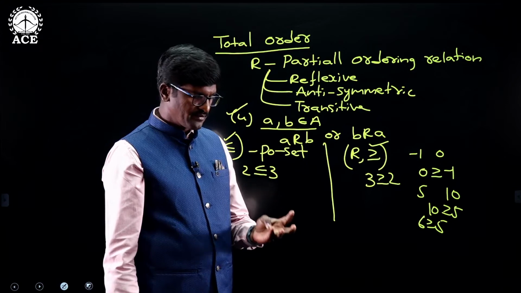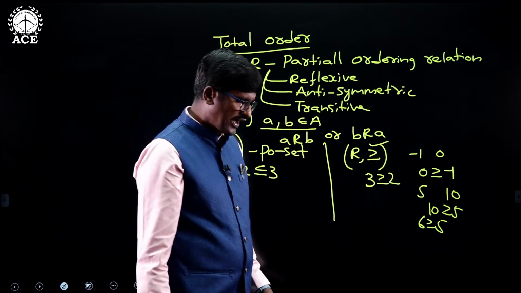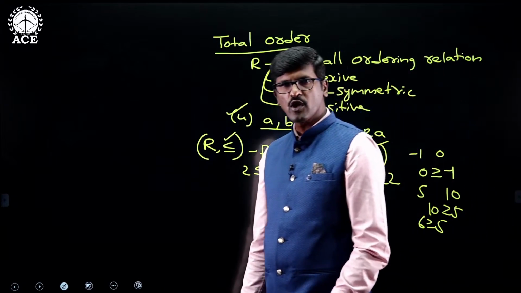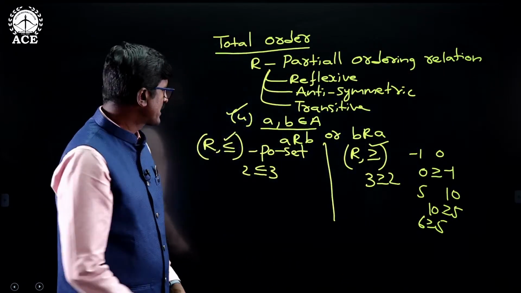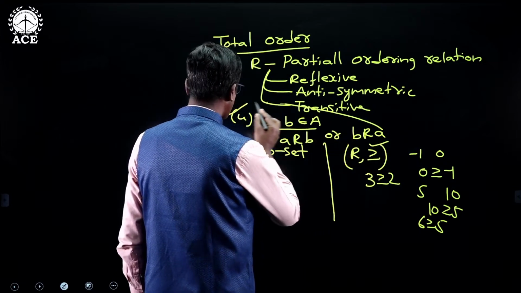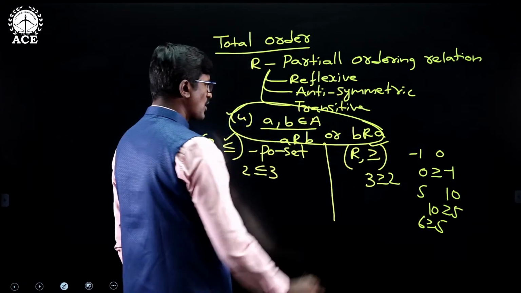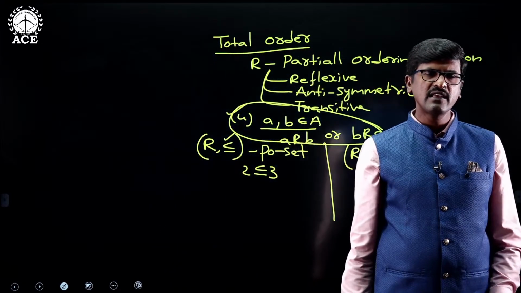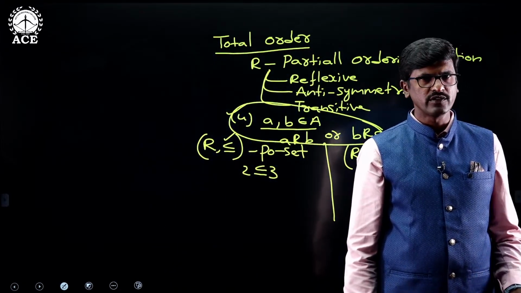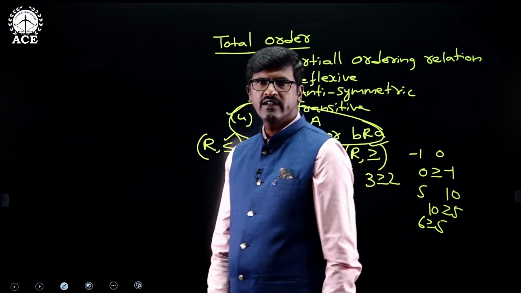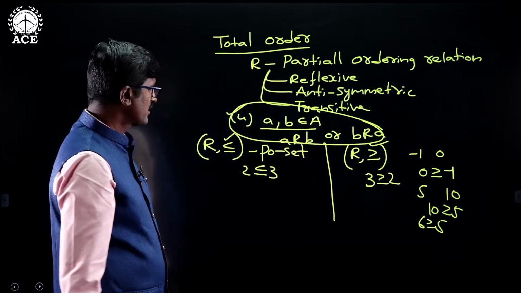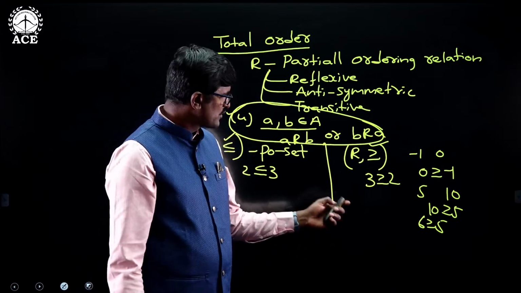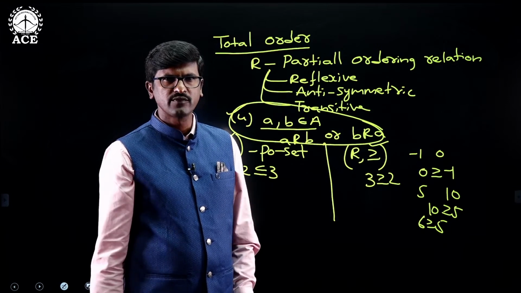So total ordering relation means the relation must satisfy the reflexive property, antisymmetric property and transitive property. In addition to these three properties, this additional property must be satisfied. What is the additional property? If you take any two real numbers a and b, there must be a relation from either a to b or b to a. Then we say that the given relation is a total ordering relation. So this is all about relations and their properties. Now we'll see what functions are and what the properties of those functions are.